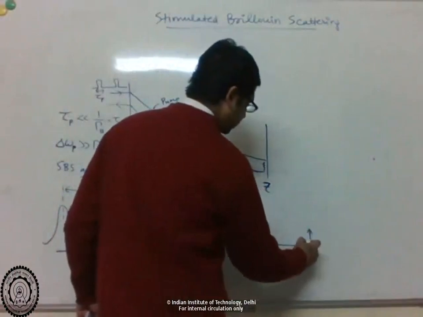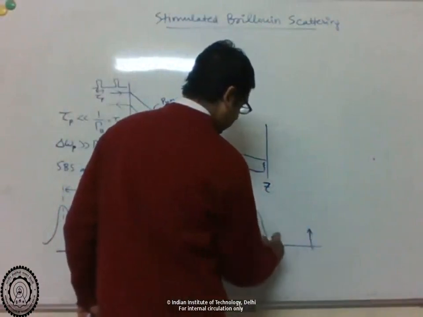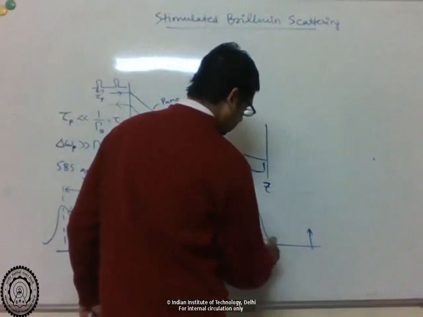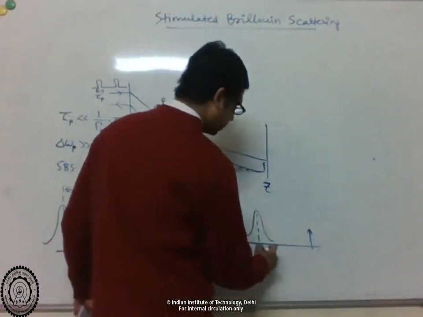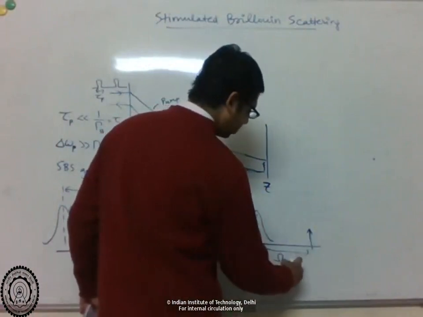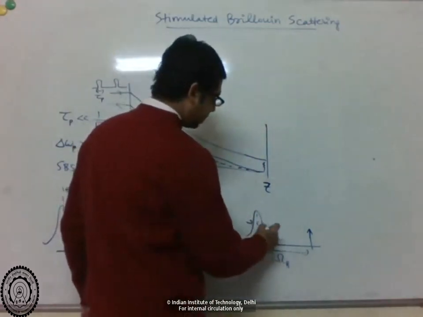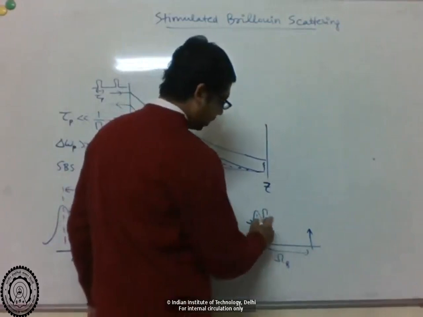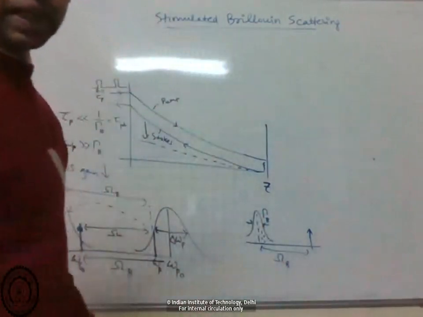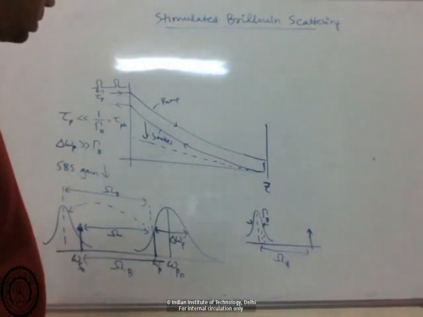For a single pump frequency, we saw that the SBS gain has a line, right? So the peak gain occurs at omega b, right? But nearby frequencies within a bandwidth gamma b can also experience gain. And so when they add incoherently, as a result, will the bandwidth more increase or decrease?